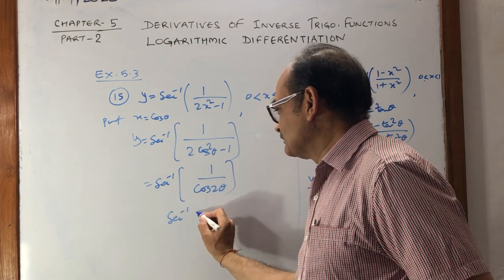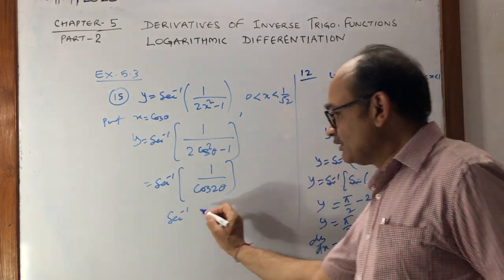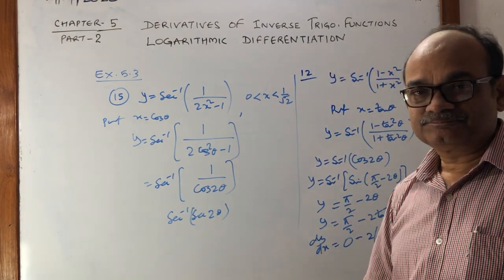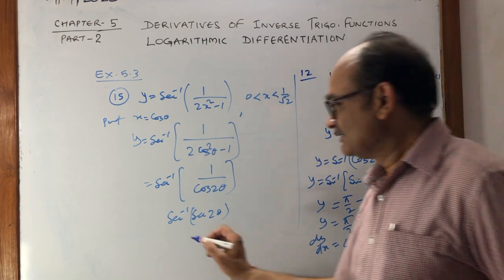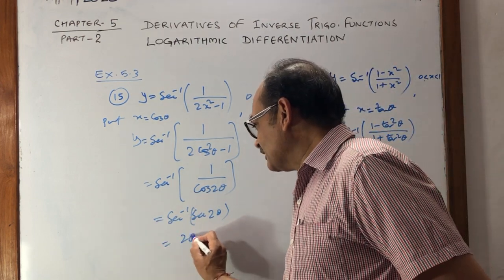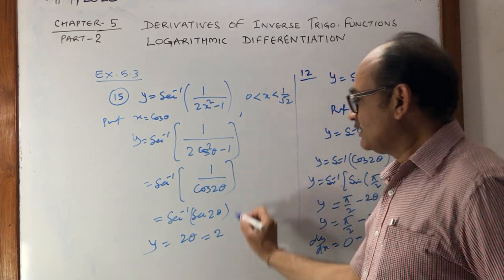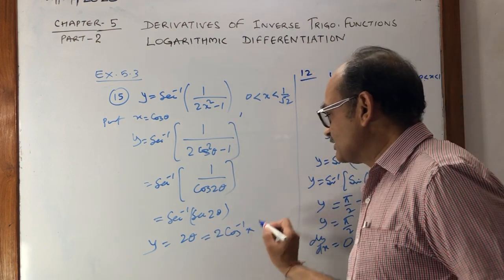Sec inverse cos 2 theta, in the denominator we can write as sec 2 theta numerator. Sec and sec inverse neutralize. Answer is only 2 theta. This means 2, what is theta? Cos inverse x.